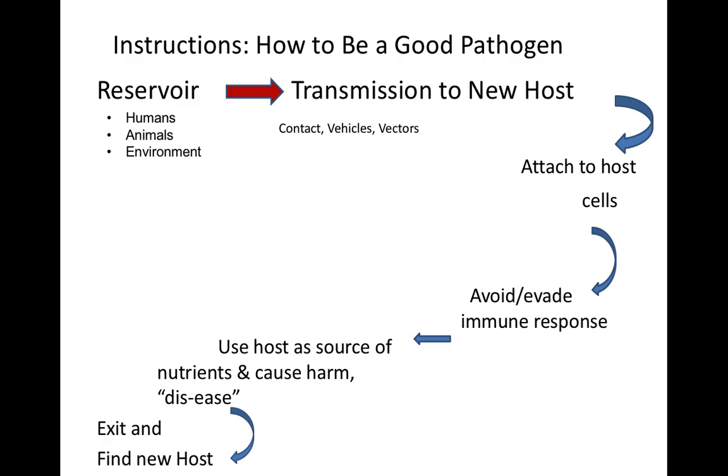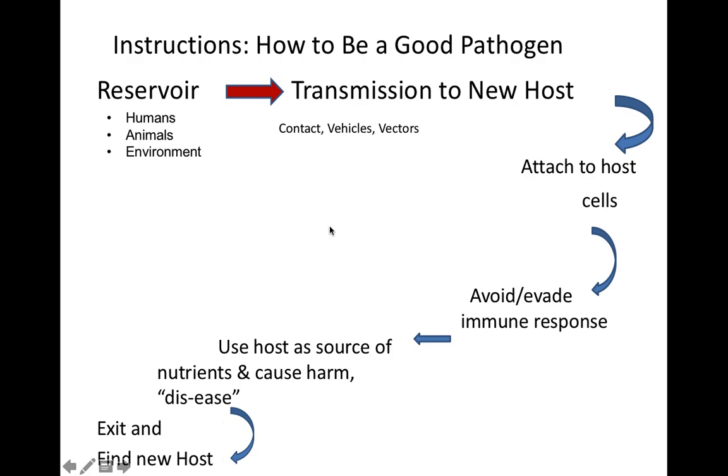So folks, in the first PowerPoint, where we were looking at how to be a good pathogen, remember we said most microbes aren't pathogens, so you have to have some special characteristics. So in the first PowerPoint, we were exploring virulence factors. We started by saying, okay, the microbe has reached its new host, so it needs to attach to the host cells, it needs to avoid or evade the immune response. Then it's going to use the host as a source of nutrients, and in the process is going to cause harm, right? So this is where the disease comes in. And then if you're going to be a good pathogen, you have to somehow be able to leave that host, or your offspring has to leave the host and find a new host, right?